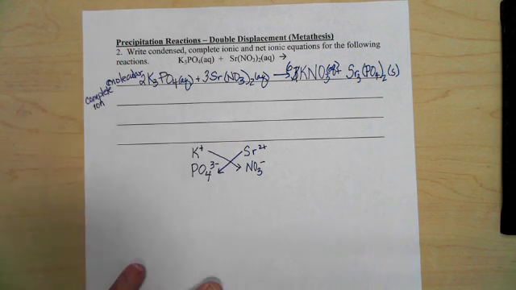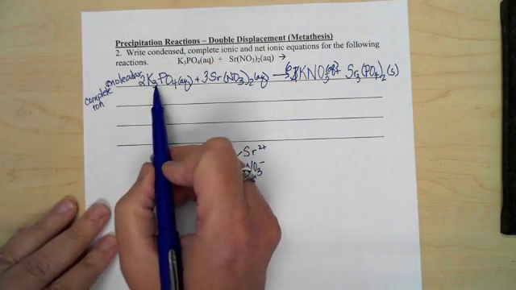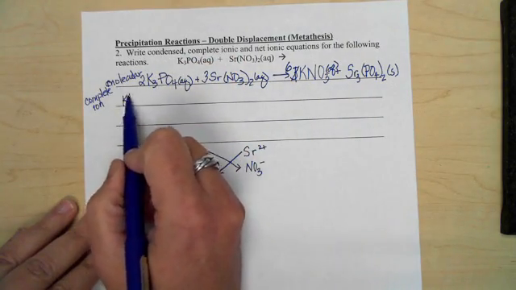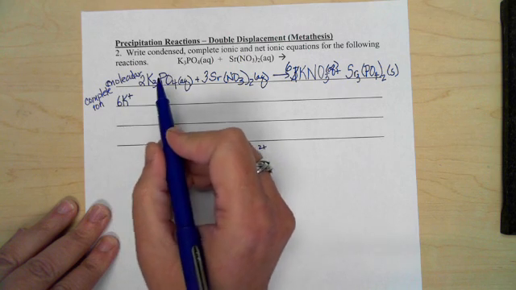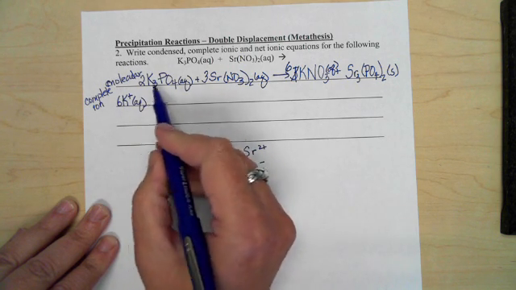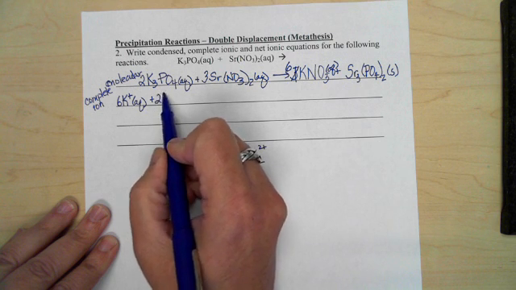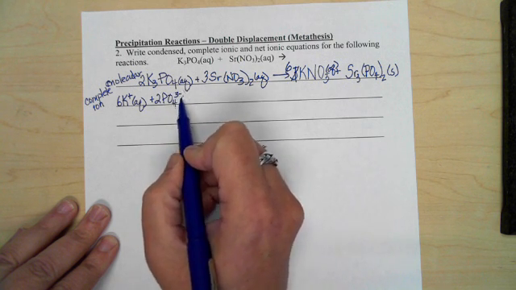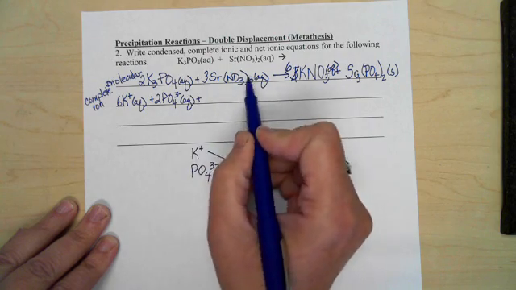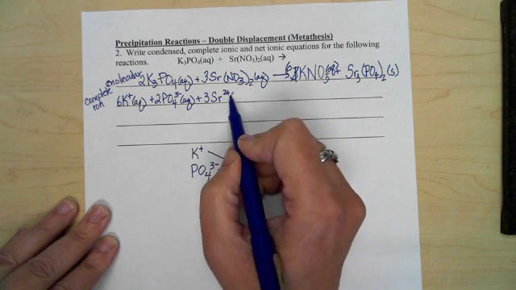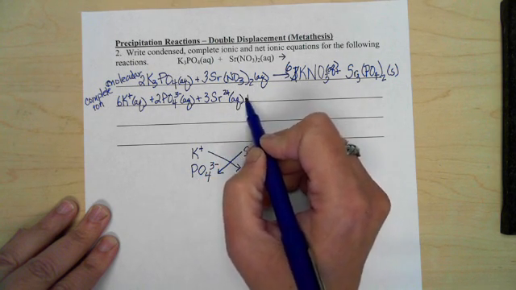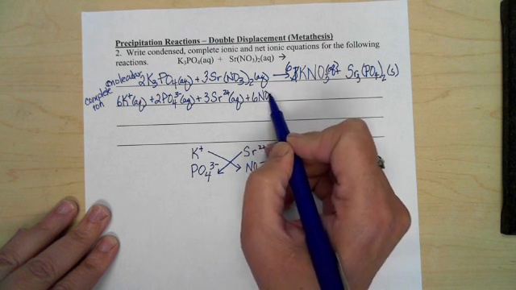Now we move on to the complete ionic equation, which is where anything that can dissociate, which is aqueous, does so. Anything that's solid does not. So we're going to split it up into potassium ions. Now we have a 2 coefficient and a 3 subscript, so that gives us a total of 6 plus potassium ions. We distribute the 2 to the phosphate. We're going to distribute again. We have 3 strontiums, and because this is a complete ionic equation, we're going to keep the charges. This is 6 nitrate ions.